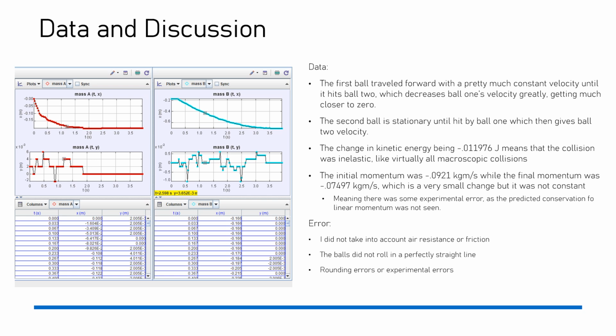Now, the initial momentum and the final momentum were different, which is not by much, but there was a very small change, which is not really possible, which means there must be some sort of experimental error because the predicted was different than the actual. Now, the error could be that I didn't take into account air resistance or friction, or that the balls did not roll in a perfectly straight line, or that there were rounding errors or experimental errors.